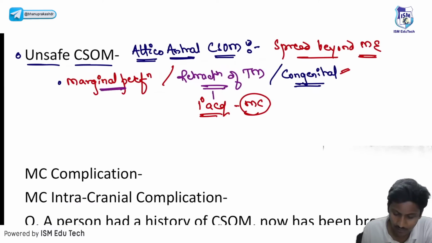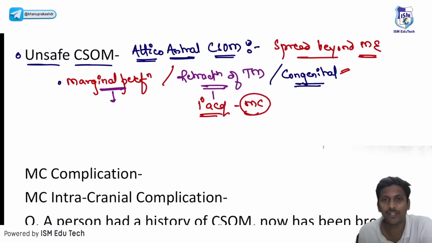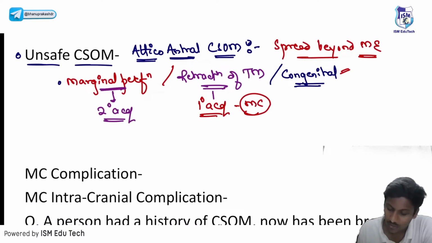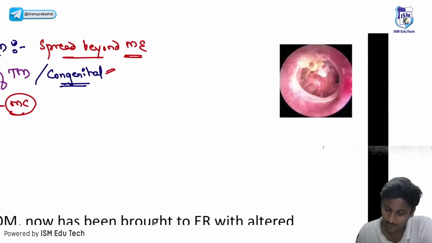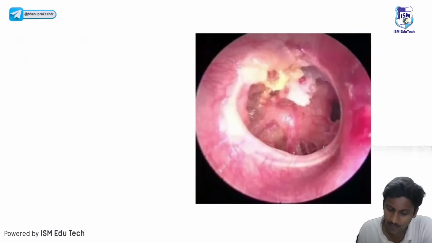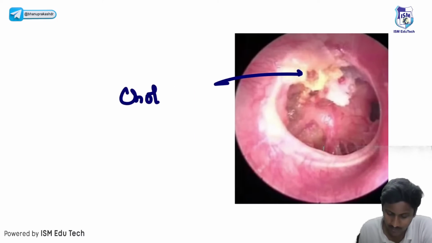Next, if they say there was ASOM in the patient due to which the patient developed a marginal perforation and now there is presence of skin inside the middle ear, that is a case of secondary acquired cholesteatoma. Okay, so that's important. Most common is primary acquired, and this is what a cholesteatoma is. You can see a pearly white mass usually in the middle ear cavity. This is a case of cholesteatoma.